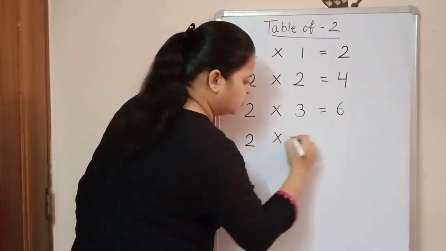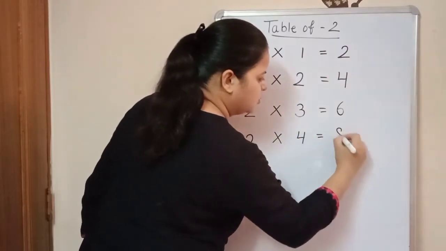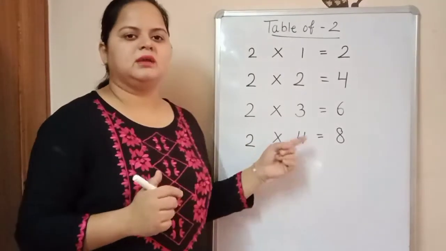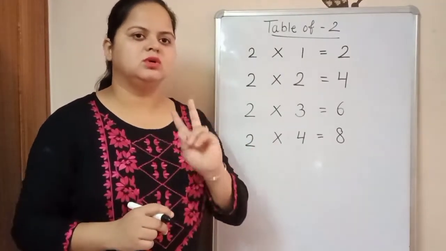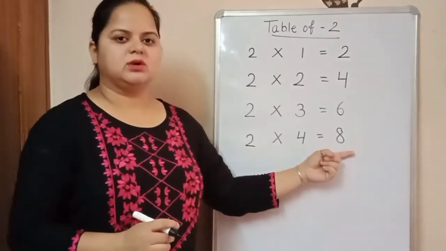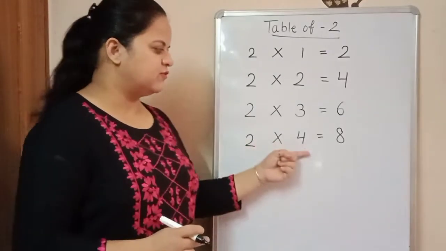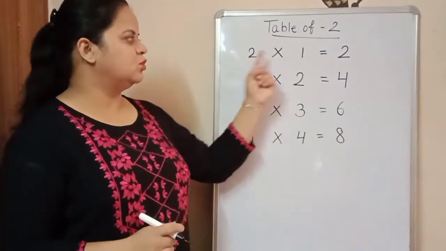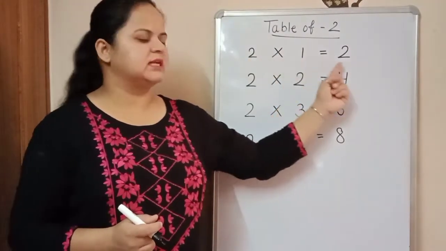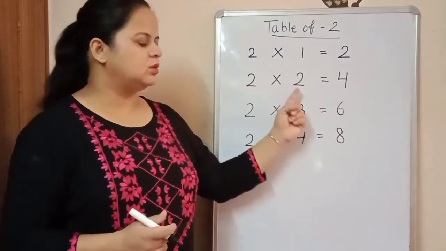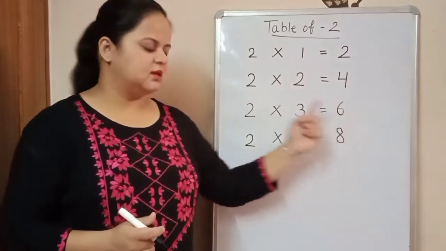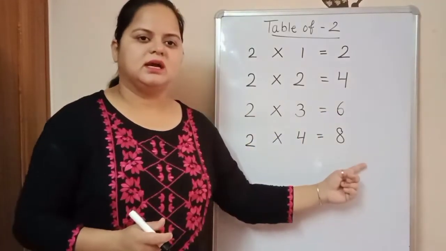2 into 4 is equal to 8. Means 4 times 2. 2, 2, 2 and 2. 4 times 2 is equal to 8. 2 fours are 8. 2 ones are 2. Speak loudly. 2 ones are 2. 2 twos are 4. 2 threes are 6. 2 fours are 8.